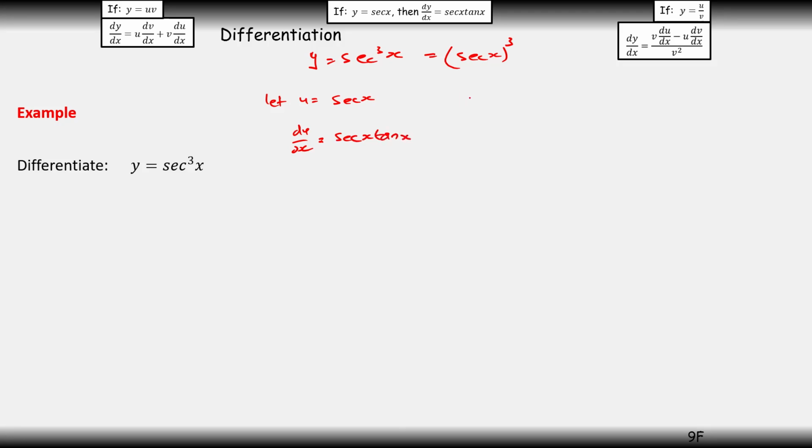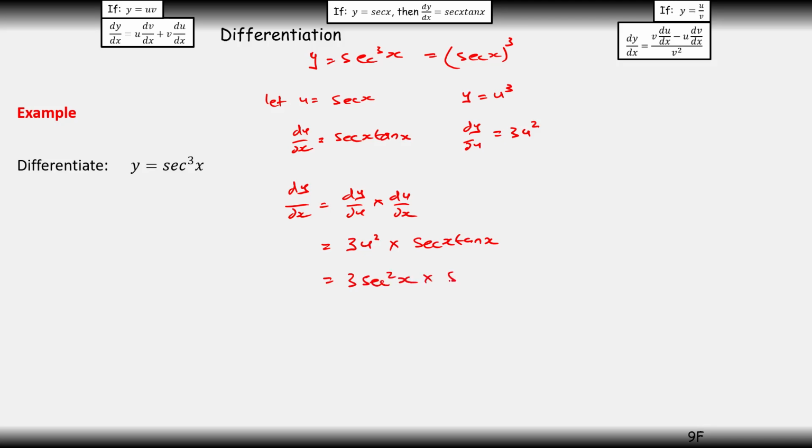Now that means that if sec x equals u, y is going to be equal to u cubed. And so dy by du is equal to 3u squared. Chain rule, dy by dx is equal to dy by du times du by dx. Sub in what we know, dy by du, 3u squared, times du by dx, sec x tan x. u is equal to sec x, so it's 3 sec squared x times sec x tan x. So we can simplify that as 3 sec cubed x tan x.